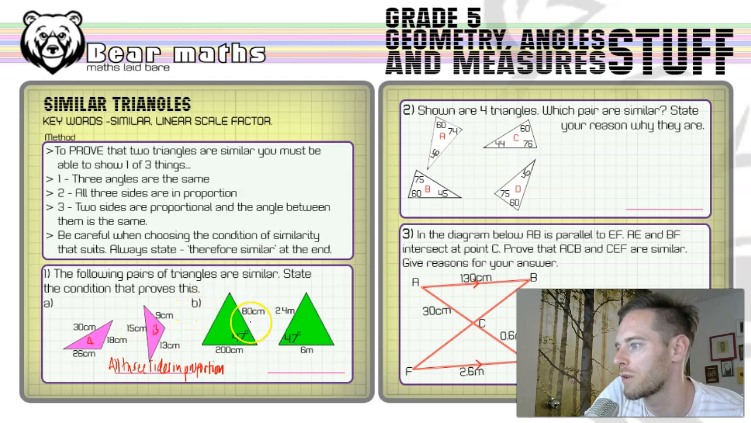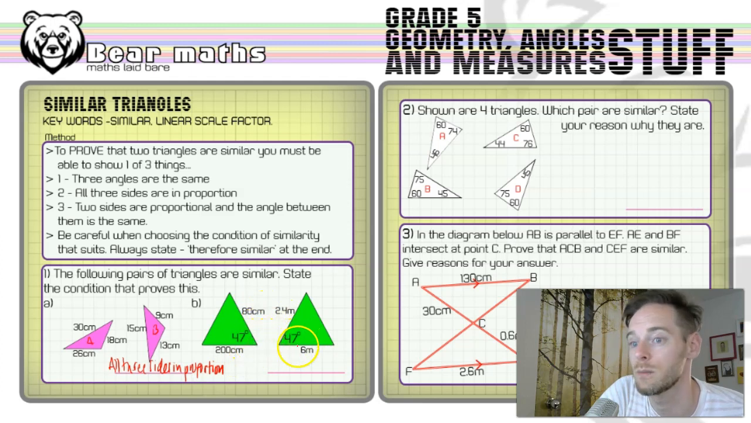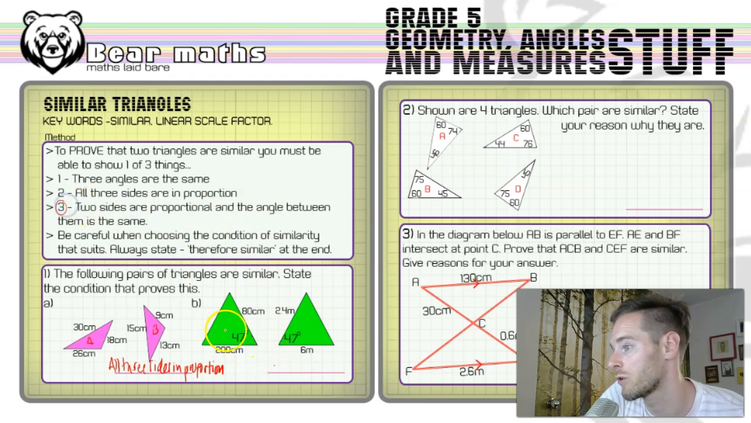Okay, B, what we've got again is another pair of triangles there. One's been flipped around. What we've got in this one is a side length and another side length here, and you can see that they're in proportion to the side lengths on the other triangle, and the angle between them is the same. So two sides are proportional and the angle between them is the same. I'm just going to highlight the fact that I've called that number 3, and write number 3 there. I'm not going to squeeze it in that space, but that's the condition of similarity.